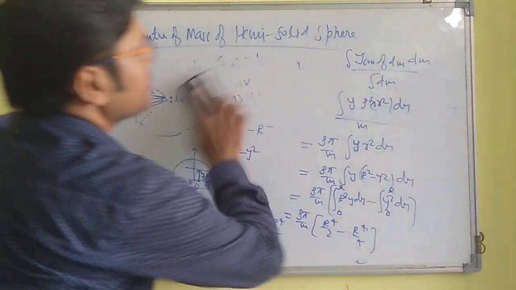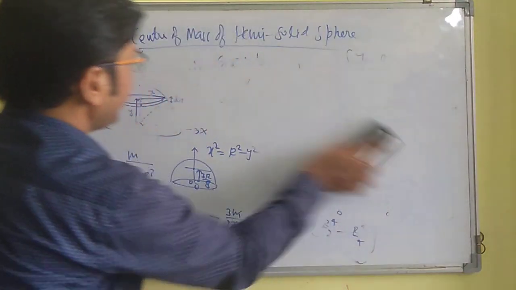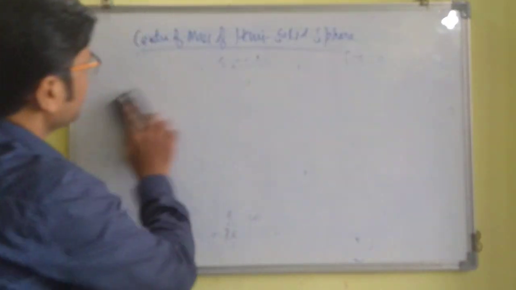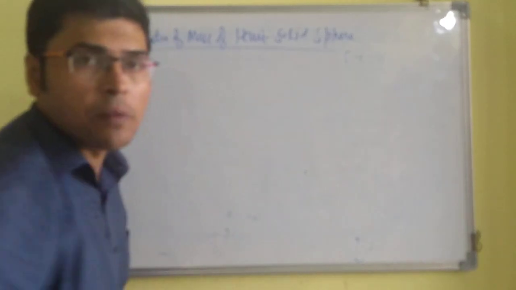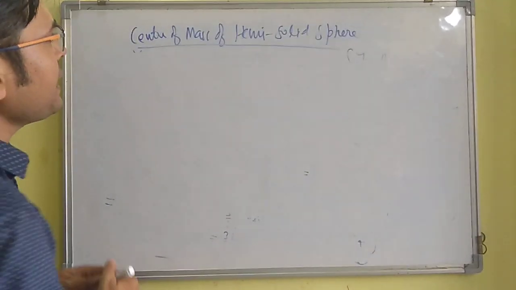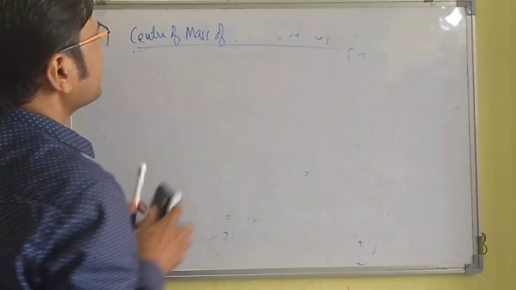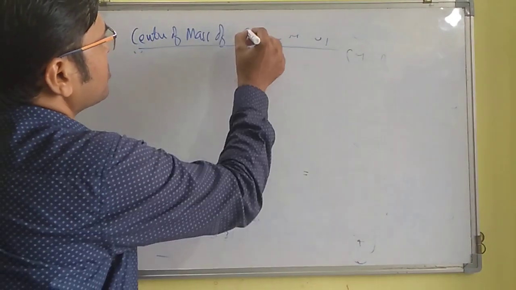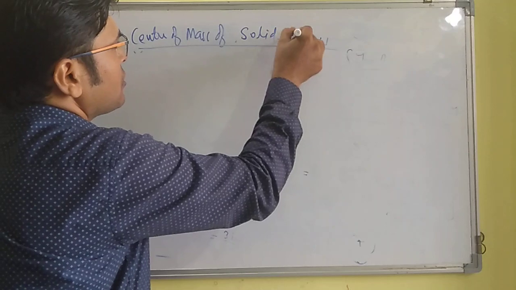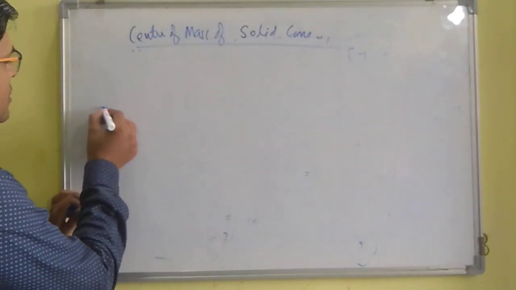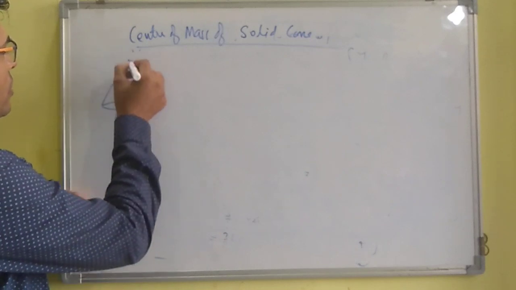So in case of solid cone, again as mass is distributed in the volume of the body, we are going to take volume mass density. So first we define, so this is center of mass of solid cone. So first we define, so this is our solid cone.